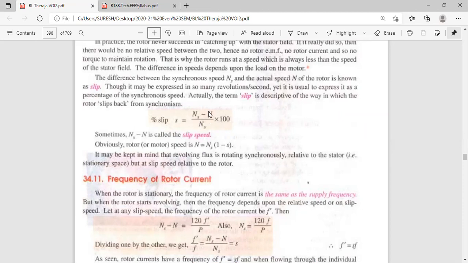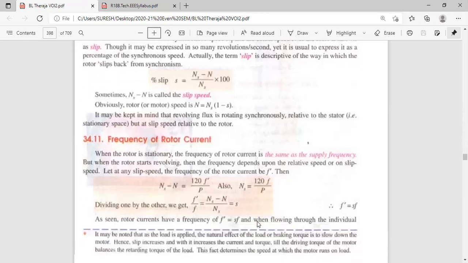From this formula, calculate the n value by cross multiplying. Okay, n is equal to ns into 1 minus s. What is n? Rotor speed. What is ns? ns is called the stator speed, and n is the rotor speed. Is it clear?